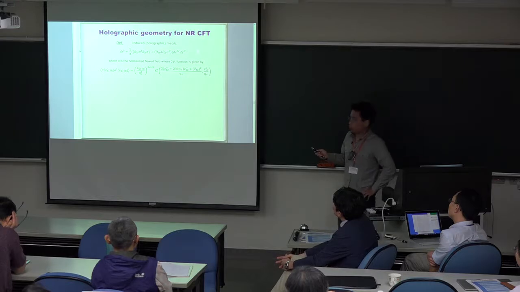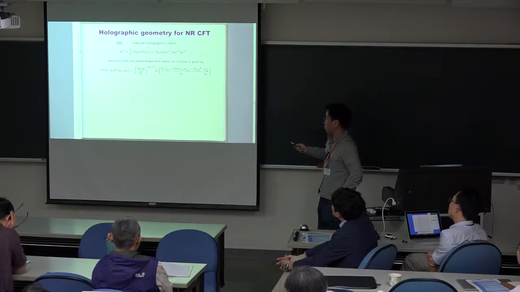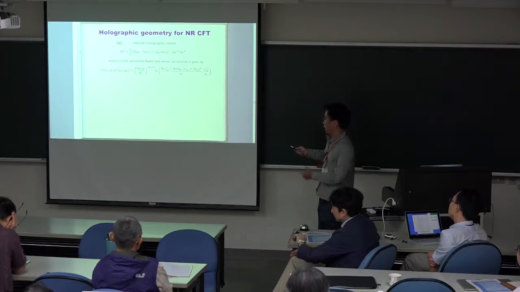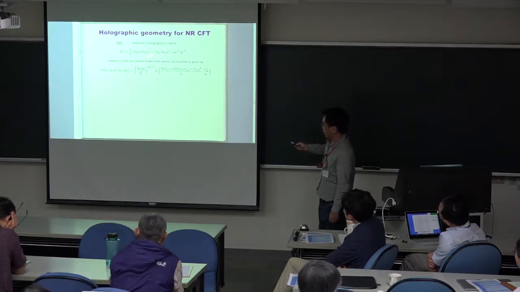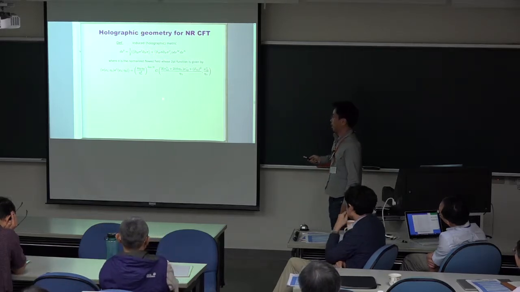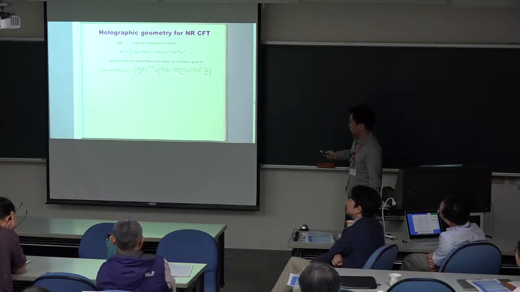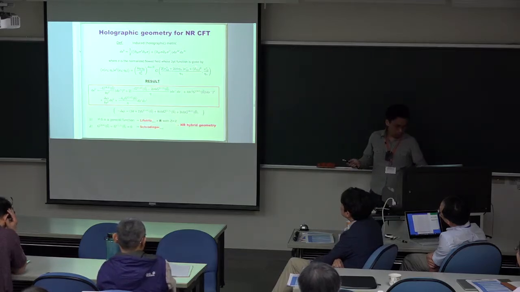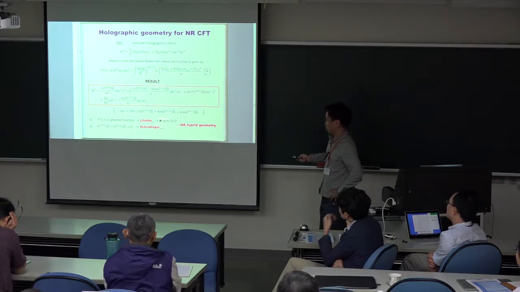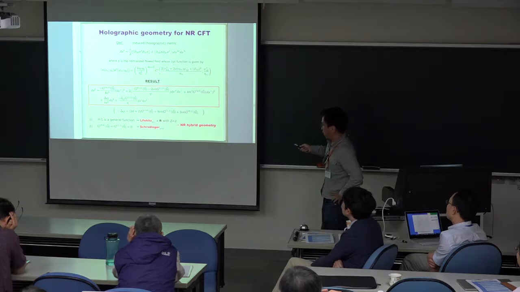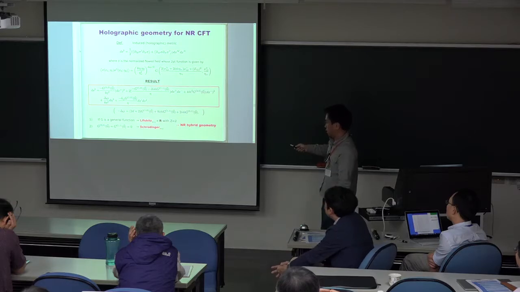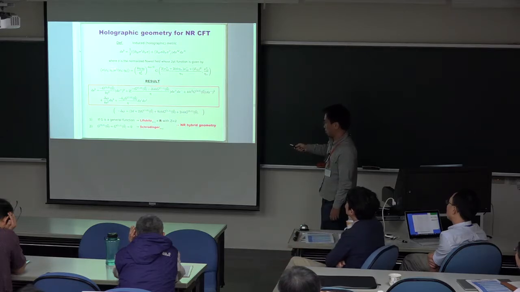Then I define in the same way the holographic metric in this way. Now the field is complex, so I need to choose this way so that the metric is real. And the two-point function is given like this. And the result is the following. So we obtain this metric, and G is this function characterized by this smeared two-point function.